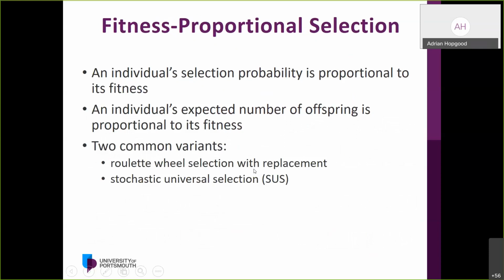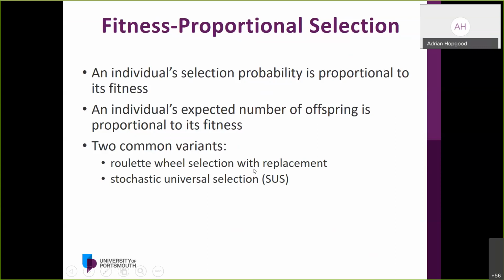Fitness proportional selection is the traditional way of choosing, which is what it says, I suppose. An individual's selection probability is proportional to its fitness. The fittest have the greatest chance of being selected, and therefore its number of offspring is equally expected to be proportional to its fitness. And there are a couple of common variants called roulette wheel selection with replacement and stochastic universal selection, or SUS.